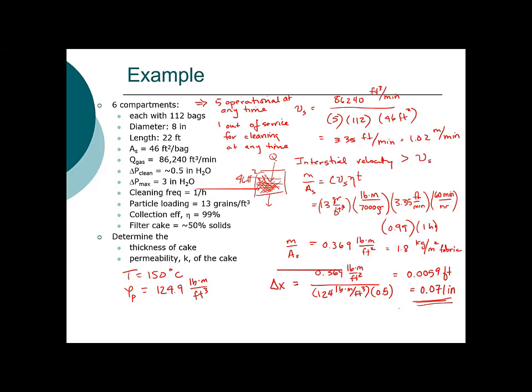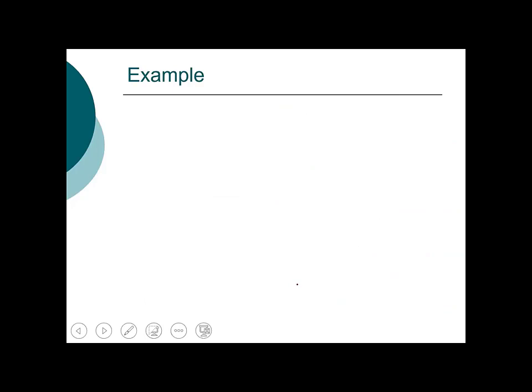when I have to shut off the system in order to clean that filter. The last thing you're asked for is the permeability. And we said that permeability is equal to V sub S delta X times mu over delta P. And you'll often see a minus there. That's because your pressure is a pressure drop to decrease, and permeability is positive.